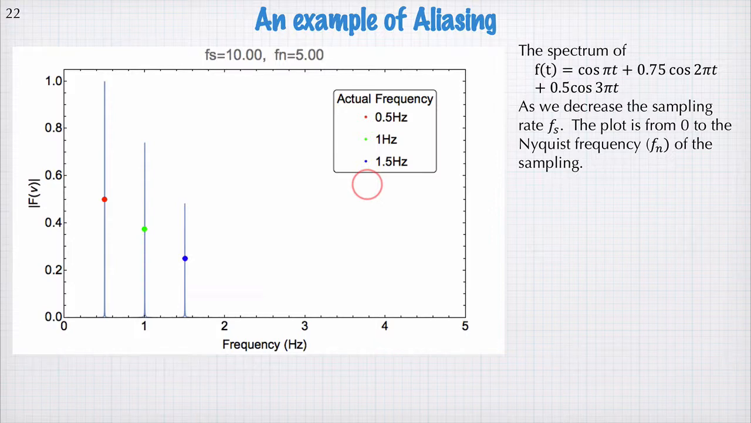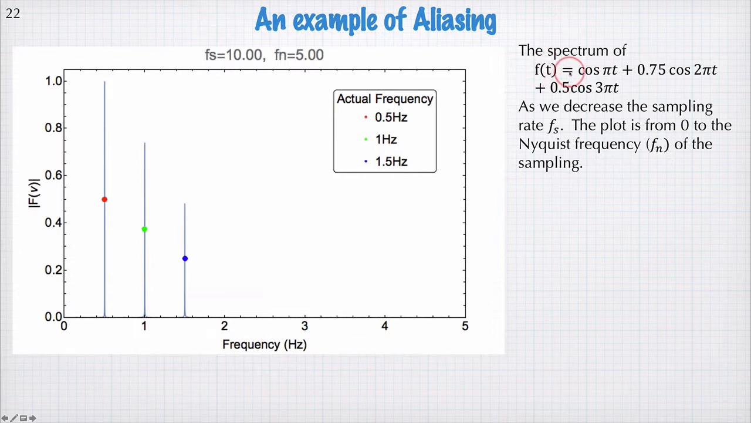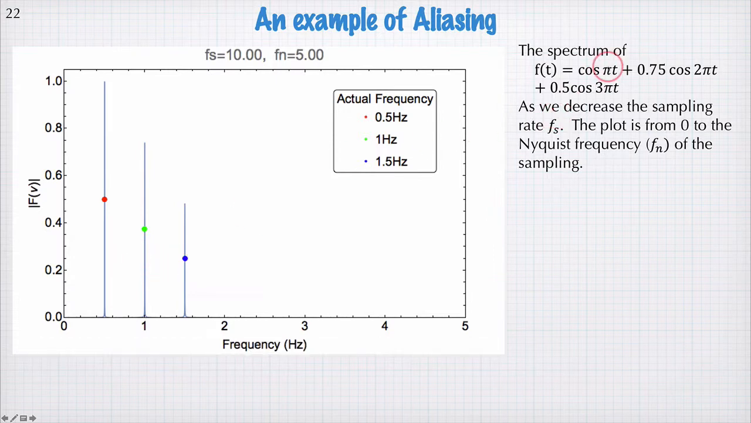So to explain the purpose of the low-pass filter, what we have here is some data that I'll animate in a moment after I explain what is going on. What we have here is the spectrum of a function. The function is the cosine of pi times t plus 3/4 of cos 2 pi t plus a half of cos 3t. So you expect to see some spikes at frequencies in hertz of a half, 1, and 1.5, which are given by these three separate cosine functions, respectively.